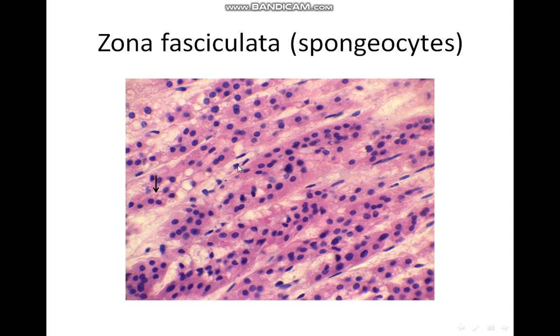In the zona fasciculata at higher magnification, we can identify the cords of cells, about 2 cells thick, running perpendicular to the surface. One of the major features is the spongiocytes, which is the name of the cells found in the zona fasciculata. They are so called due to the presence of vacuolated cytoplasm, which represents the site of the lipid droplets, which are the precursor of the hormones of the adrenal cortex.